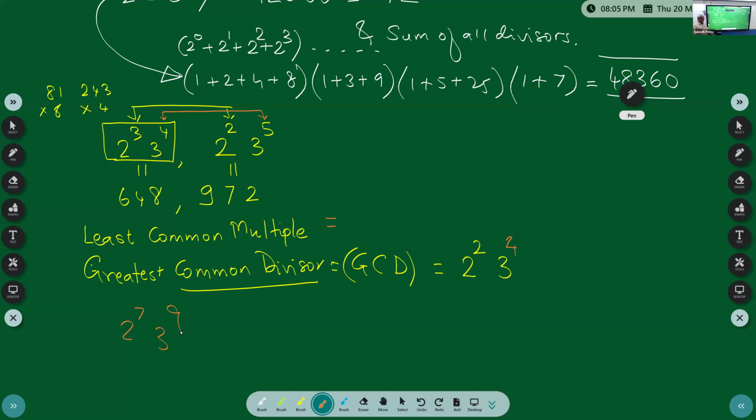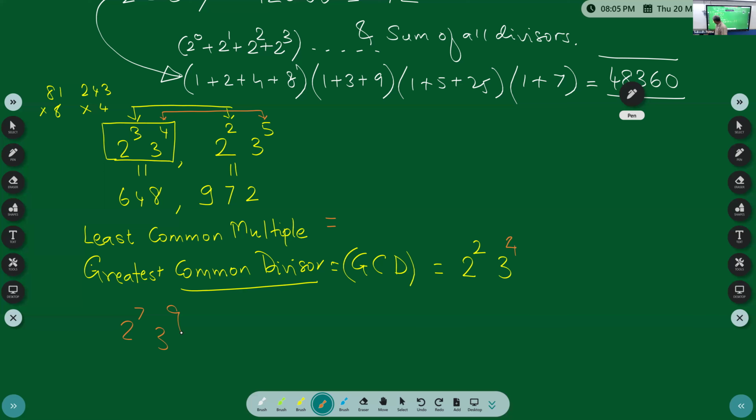Suppose I write 2 raised to 7 and 3 raised to 9. Is this going to be a multiple of this number? Yes, because this number is a divisor of this. If we have understood divisors better, then we can look at it like this. If you want to find all the divisors of this number, will this number be there? Yes, this number also will be there, because both the indices are bigger than the indices of those numbers.